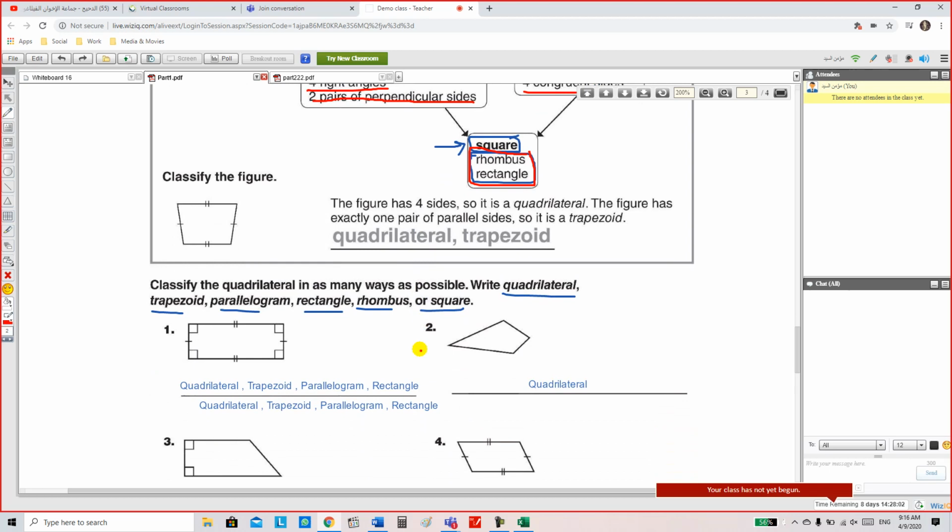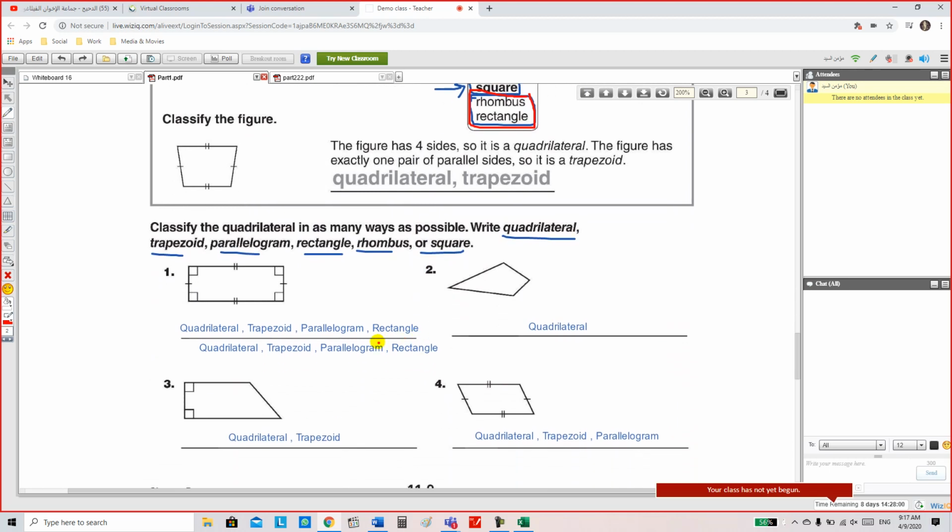Okay. Now, we want to, let's remove this.